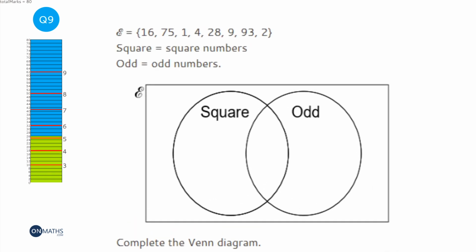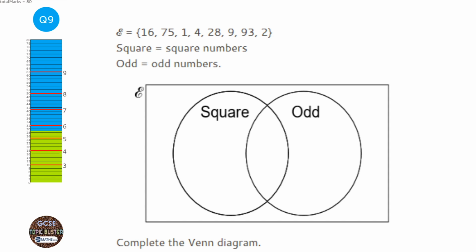Okay, so I'm asked to complete the Venn diagram, and the E at the top I like to think stands for everything. So all of those numbers need to fit somewhere in this Venn diagram. And we're going to put the square numbers on the left and the odd numbers on the right. Now, there's different methods of doing this. What I like to do with this type of question is just do it one at a time.